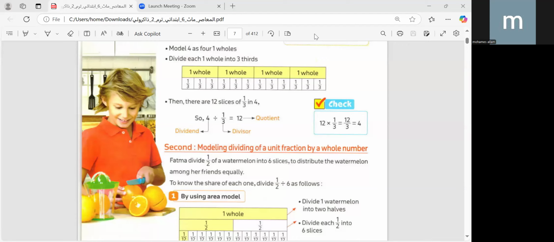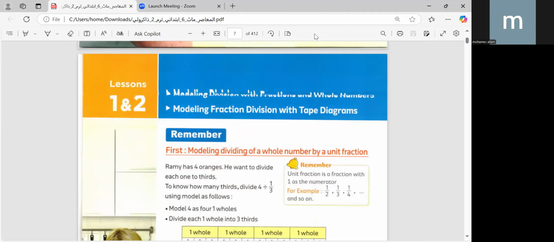Okay, my students, good. In these sessions, we will start explaining the first lessons in the first unit of the math curriculum for grade six. In the first lessons, we will put our topics about our subject here. We will begin with the terms of adding and subtracting and using models for this process. Okay, my students.